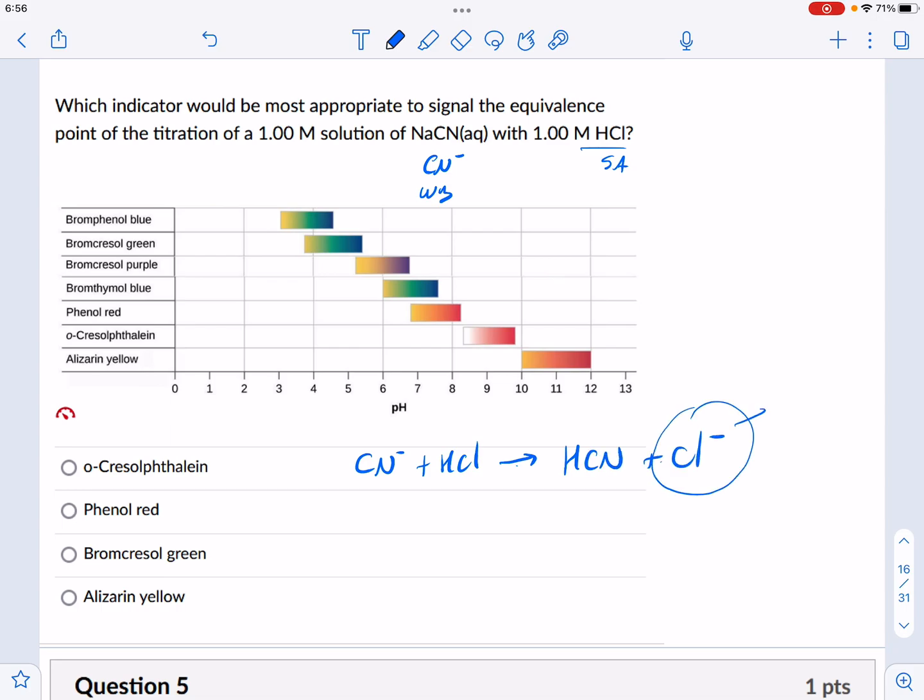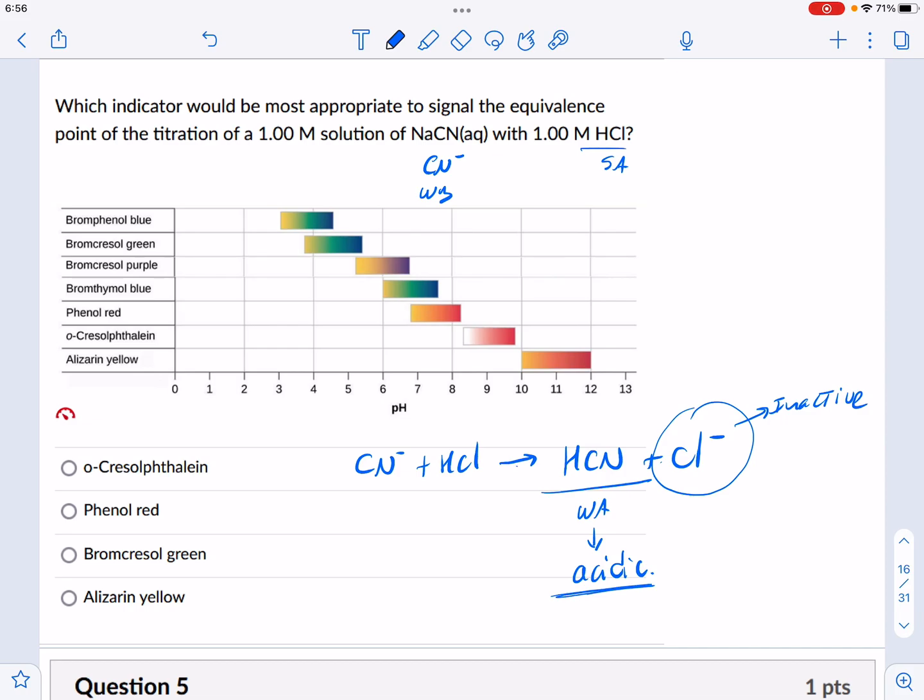We already know that Cl minus is inactive. It has nothing to do with pH. But HCN is a weak acid, and as such will give you an acidic pH. So at the equivalence point of this titration, you are expecting an acidic pH. Well, we look at our options here.